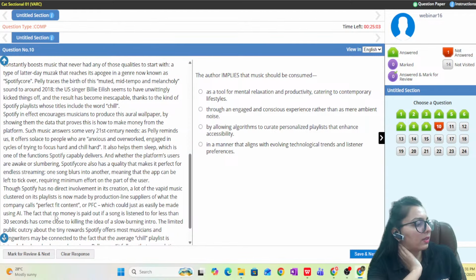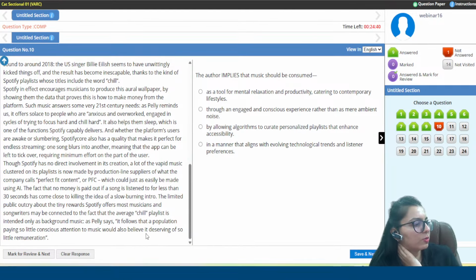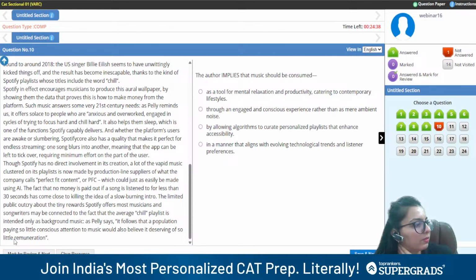The fact that no money is paid out if a song is listened to for less than 30 seconds has come close to killing the idea of the slow-burning intro. The limited public outcry over the tiny rewards Spotify offers most musicians and songwriters may be connected to the fact that the average chill playlist is intended only as background music. As Pelly says, it follows that a population paying so little conscious attention to the music would believe it deserving of so little revenue.